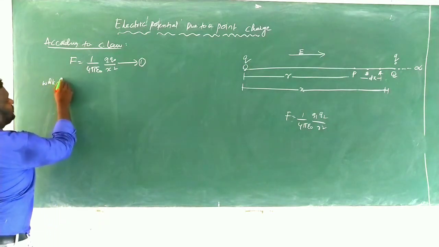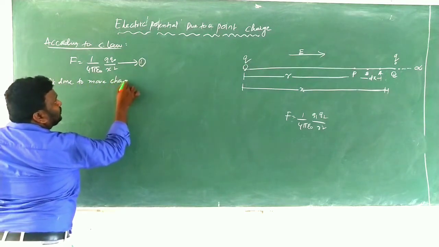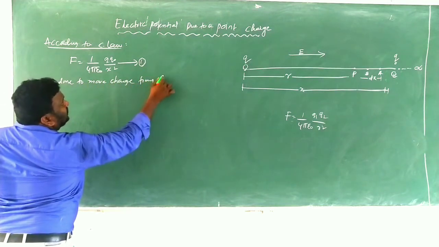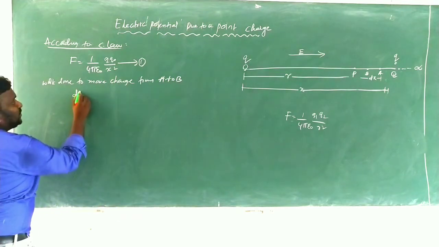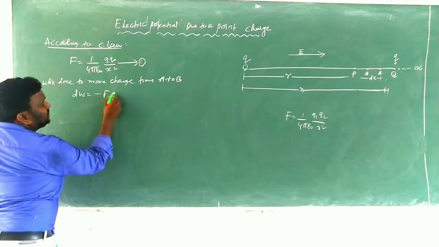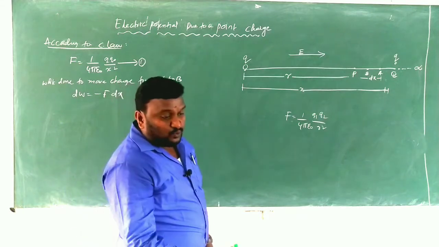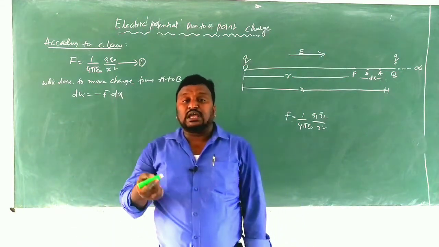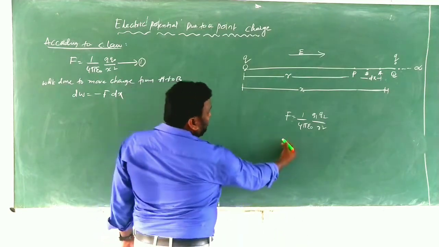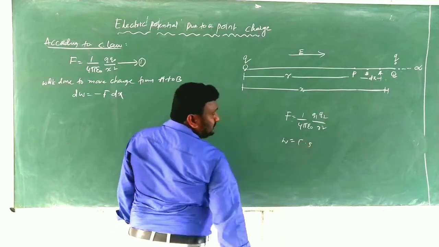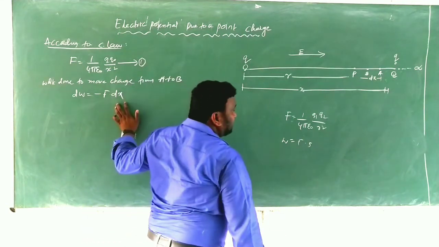Work done to move charge from A to B is given by dW is equal to minus F into dx. In first year you learned what is work. Work is equal to F dot S, like that W is equal to F into S. Now here we are writing dW is equal to minus F into dx.